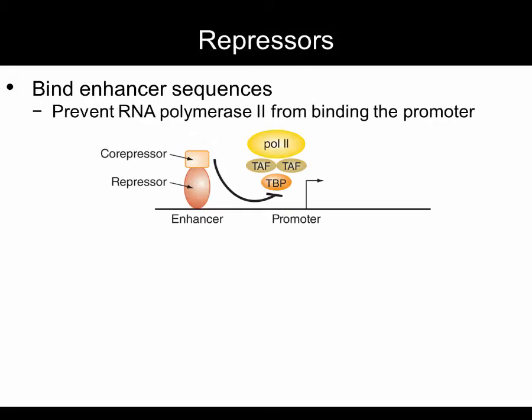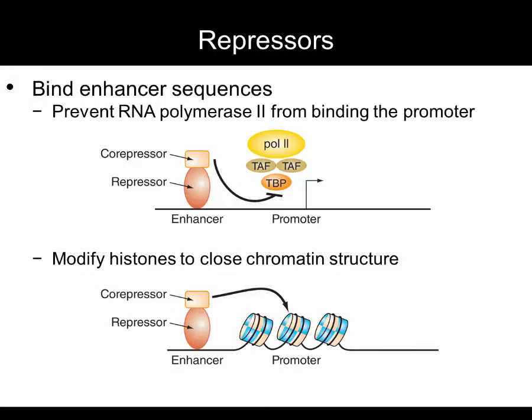Conversely, repressors can block basal factors and RNA polymerase from binding the promoter, or they can encourage nucleosomes to form closed structures, leaving the promoter inaccessible. This is often done with the help of another protein called a corepressor. Note that this term means something different in prokaryotes and eukaryotes.